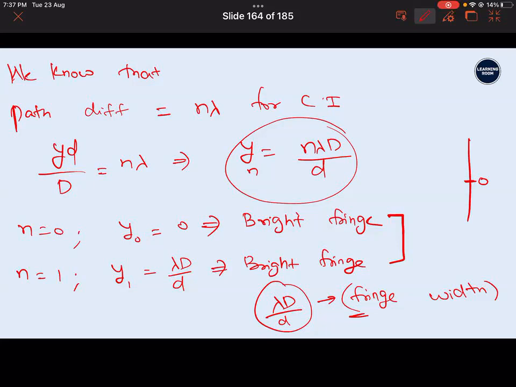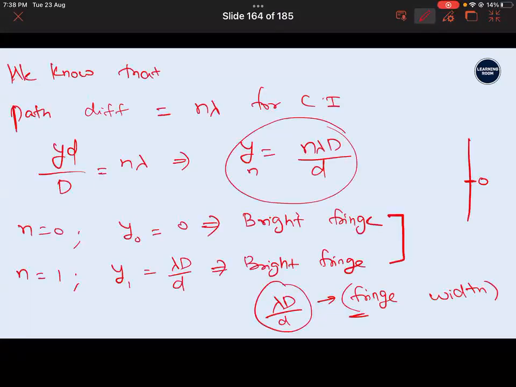Wherever the first bright fringe is found, you take that as the sign. Okay, this is the point here. Now see, did you write it? Yeah, please write. Yeah, right.